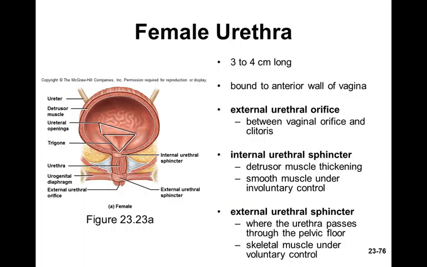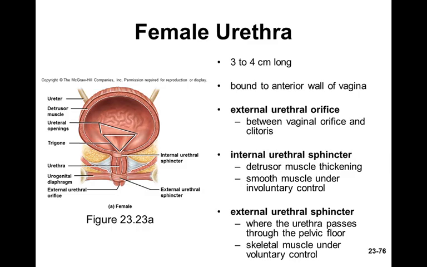The female urethra is bound to the vaginal wall. This is where urine actually excretes from the body. There's an internal urethral sphincter, which is a round-shaped muscle. It is smooth muscle, so it's involuntary control, and this is what allows the urethra to open to allow urination to come out. And it's on the bladder end of the urethra.